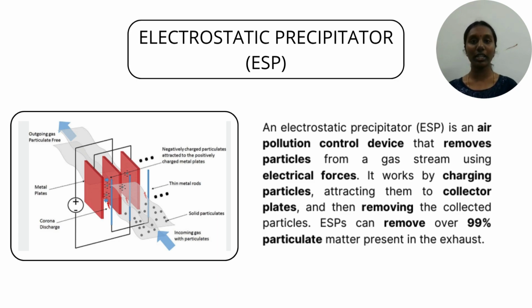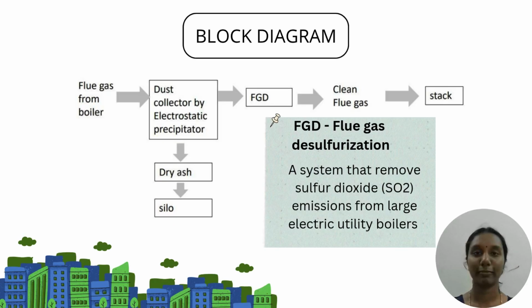Although the initial installation cost is relatively high, the operational and maintenance costs are comparatively low, making it a cost effective solution over time. In addition, ESP systems generate minimal waste, contributing to a cleaner and more sustainable power plant operation. Here is the block diagram of ESP.